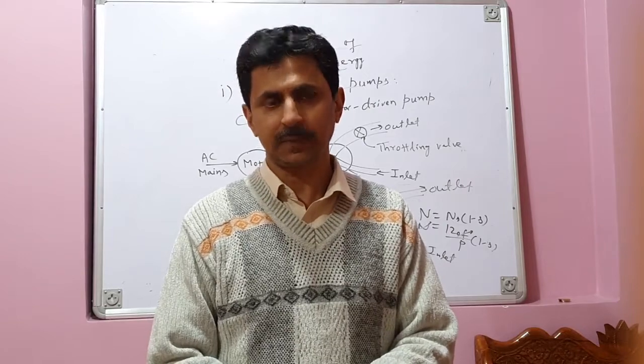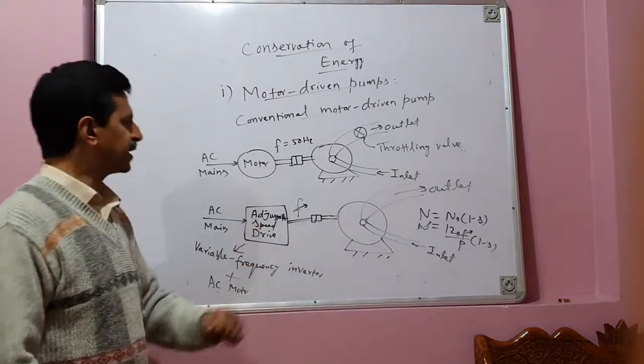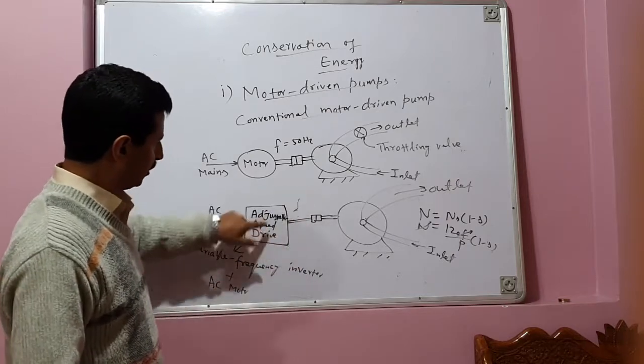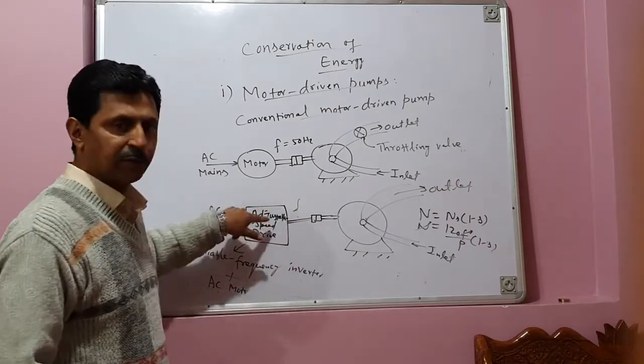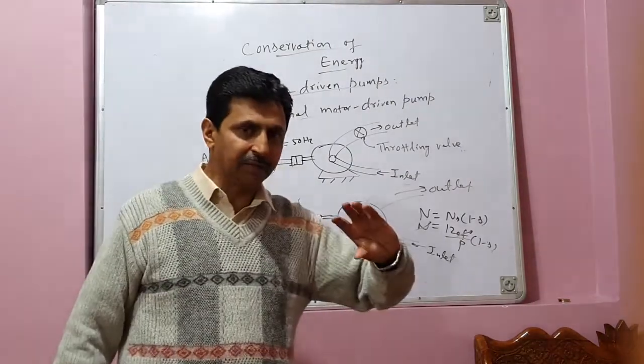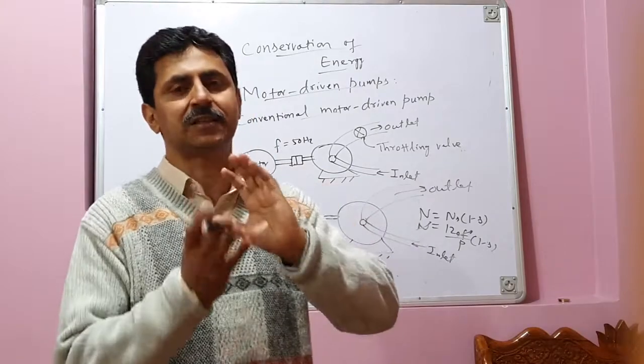So what will this adjustable speed drive do? It will provide AC supply to the motor. Motor is inside this. It will provide AC, variable frequency supply to the motor, and by providing variable frequency supply, it will adjust its speed according to the flow rate.